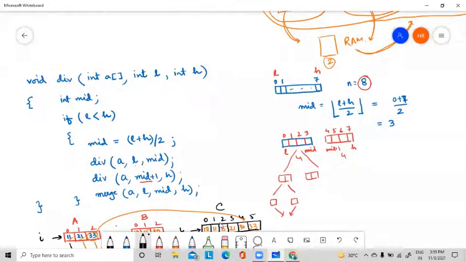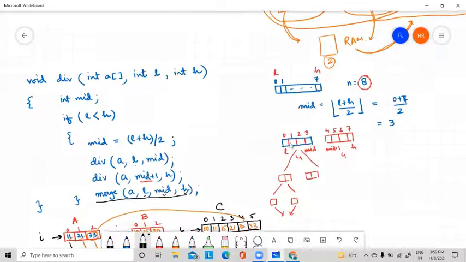See, this is the merge function. Lowest index value, middle index value, and h, the highest index value. Clear?